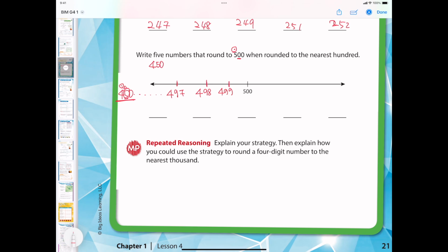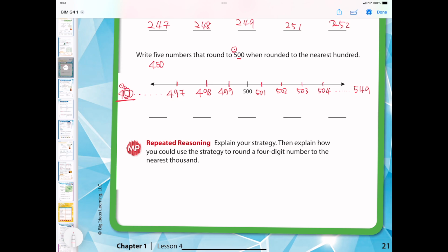And what about above 500? I'm going to go here: 501, 502, 503, 504, and it goes on and on and on, up to what?